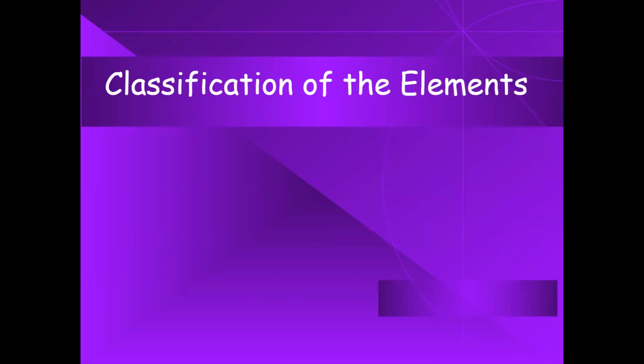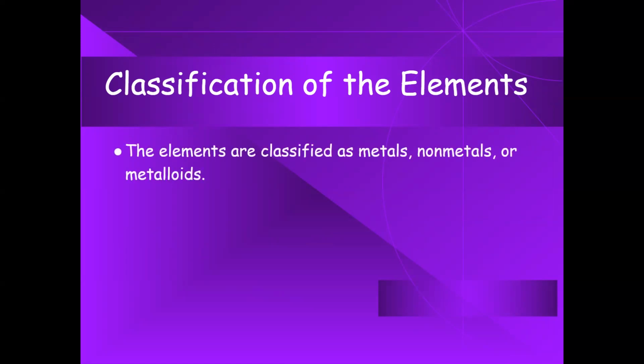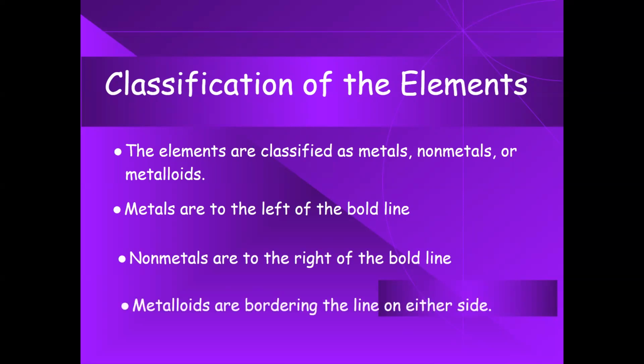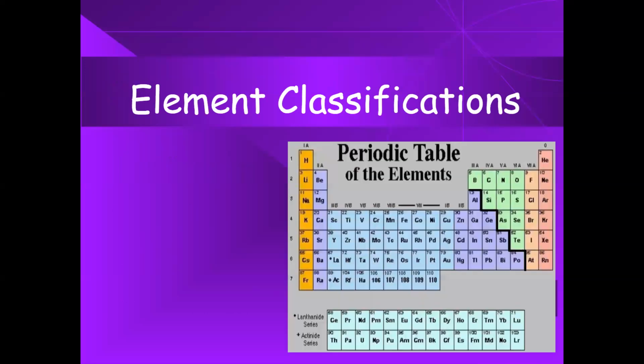Let's classify these elements now. Elements have 3 different classifications that they'll be placed into: a metal, a nonmetal, or a metalloid. Metals are to the left of the bold line on the periodic table. I'll show you that in just a moment. Nonmetals are to the right. And our metalloids, those are the elements that are actually bordering the line on either side.